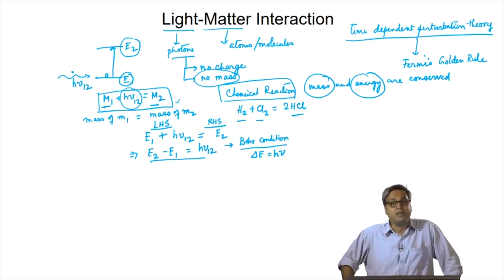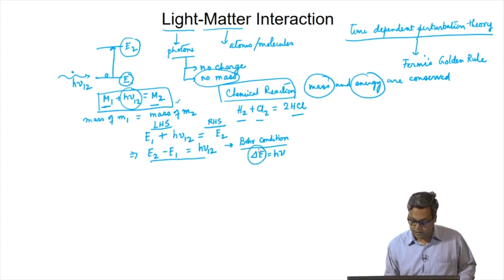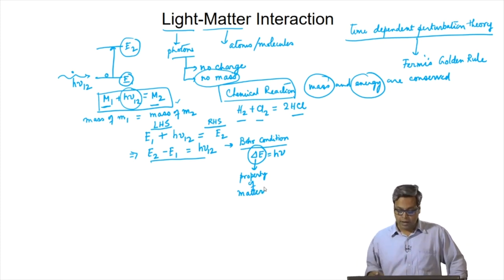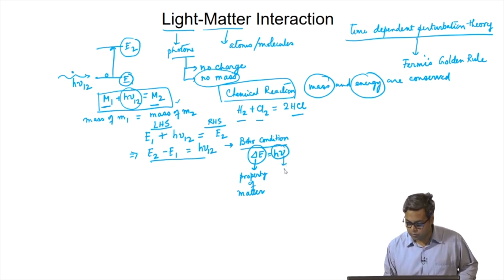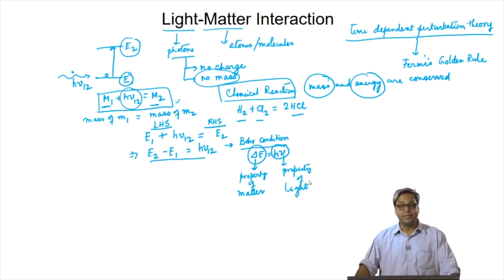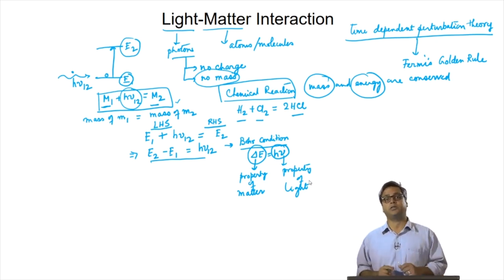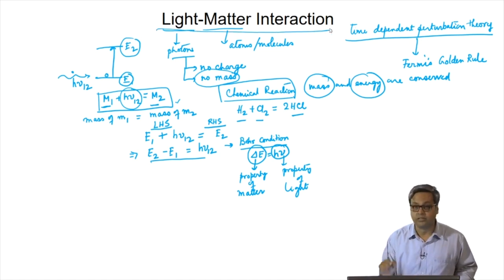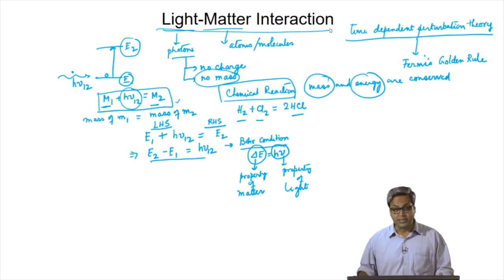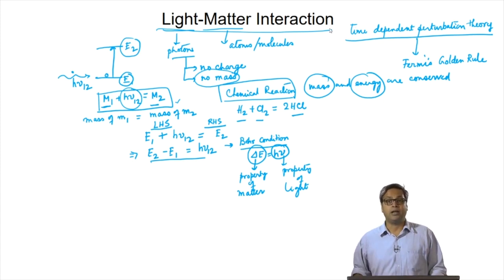Now, if we see this equation carefully, the left hand side tells us about the property of matter, because we are talking about the energy levels of the matter, and the right hand side corresponds to the property of light, because we are talking about the frequency of light. In other words, this equation brings out the essence of spectroscopy, which involves light matter interaction. Thus, we can see that due to this light matter interaction, we can investigate the properties of matter by using a light of suitable frequency.